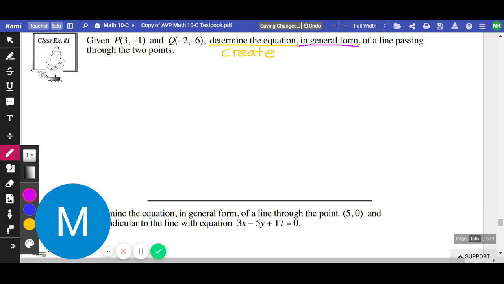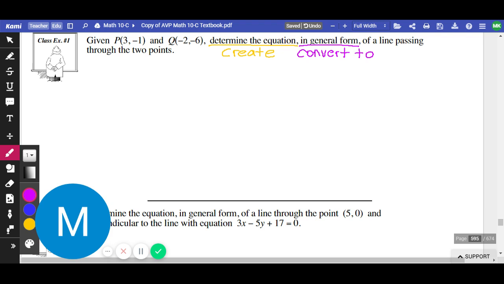General form can't happen as the first step, right? We always convert to general form. So we have to convert to it. Determine the equation in general form of a line passing through the 2 points. Sometimes that freaks people out. That just means you have to use one of these points in your equation.